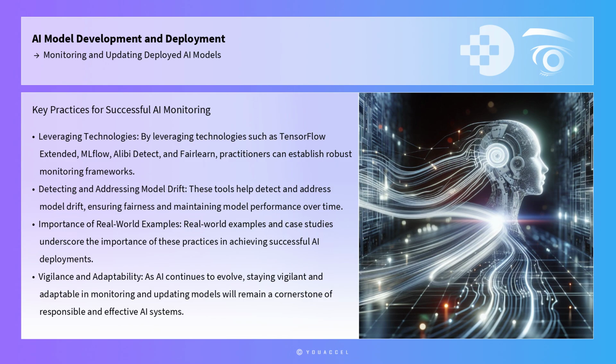In conclusion, monitoring and updating deployed AI models is a multifaceted task that requires a combination of tools, strategies, and collaboration. By leveraging technologies such as TensorFlow Extended, MLflow, Alibi Detect, and Fairlearn, practitioners can establish robust monitoring frameworks, detect and address model drift, ensure fairness, and maintain model performance over time. Real-world examples and case studies underscore the importance of these practices in achieving successful AI deployments. As AI continues to evolve, staying vigilant and adaptable in monitoring and updating models will remain a cornerstone of responsible and effective AI systems.